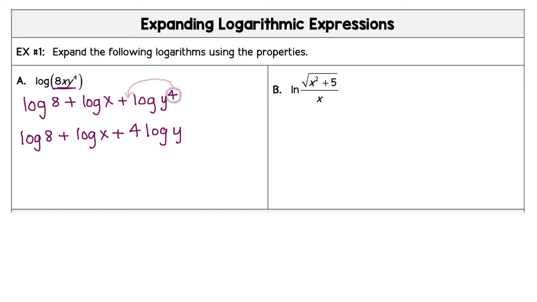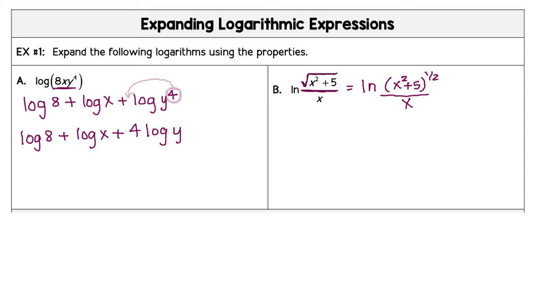Okay, moving on to part B. Same idea again, except here we've got our division, so that does mean subtraction. And then we're going to change this square root. We're going to rewrite that. We're going to have natural log, and we need to think of some exponent that means the same thing as square root. It's some fractional exponent, and that exponent is going to be 1/2. So if you've got some kind of radical, you're going to rewrite that using some kind of fractional exponent.